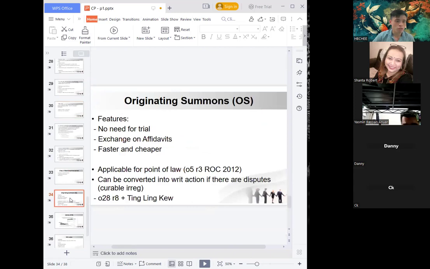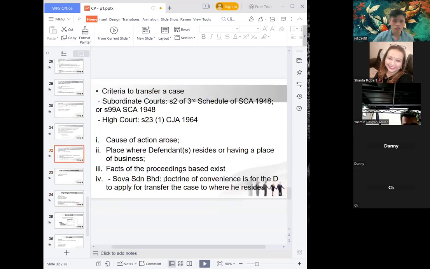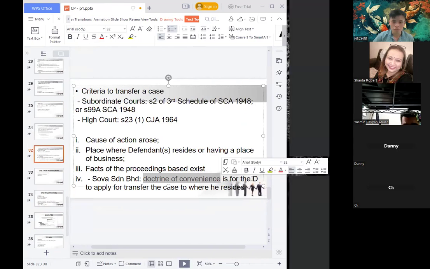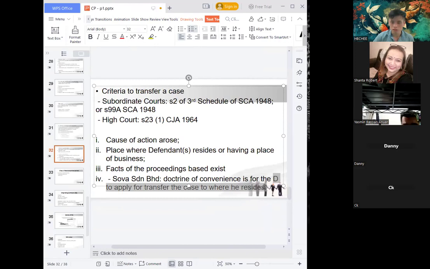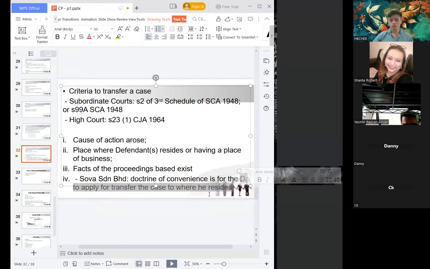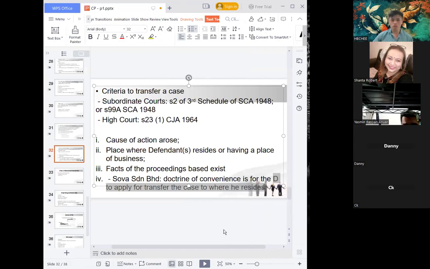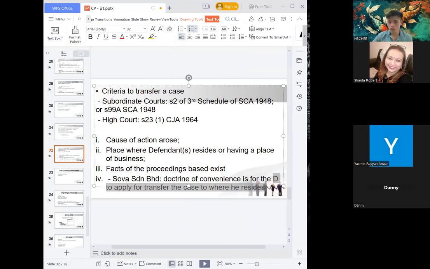So the forum of convenience, in this case, the doctrine of convenience is for the defendant to apply for the transfer of the case to where he resides, which means that the defendant has the upper hand to choose which court he wants. I think one of the questions from the chat box is that the cause of action takes place in Penang, but the defendant is living in Kedah. So the defendant can apply to transfer the case from Penang to Kedah. Did I answer your question?